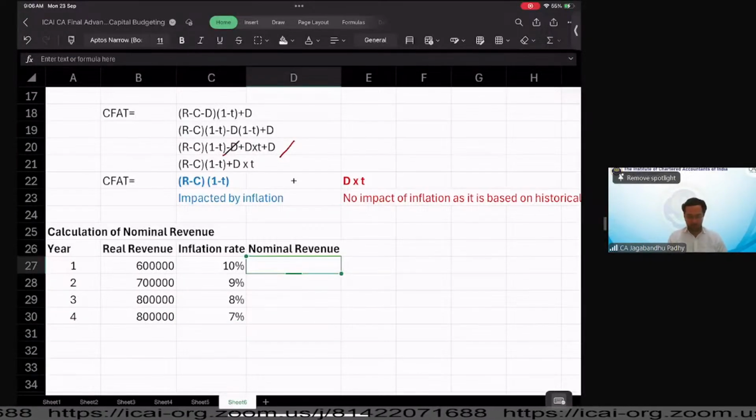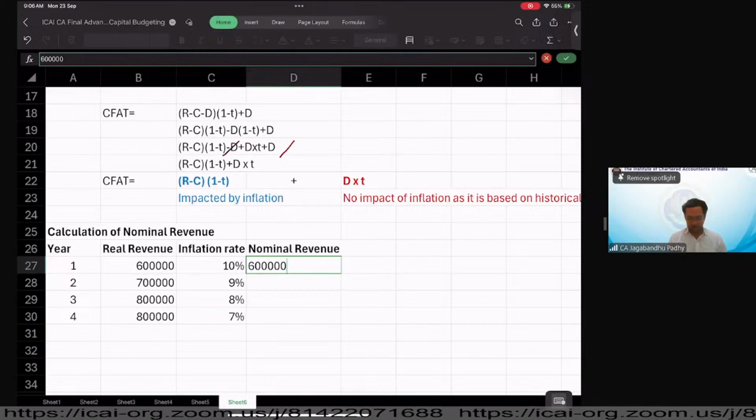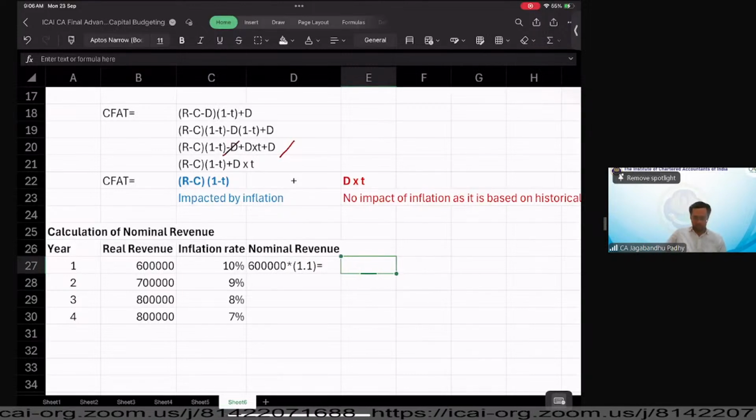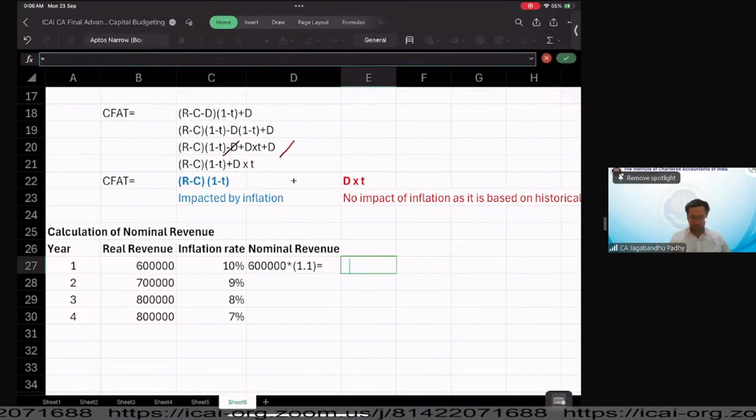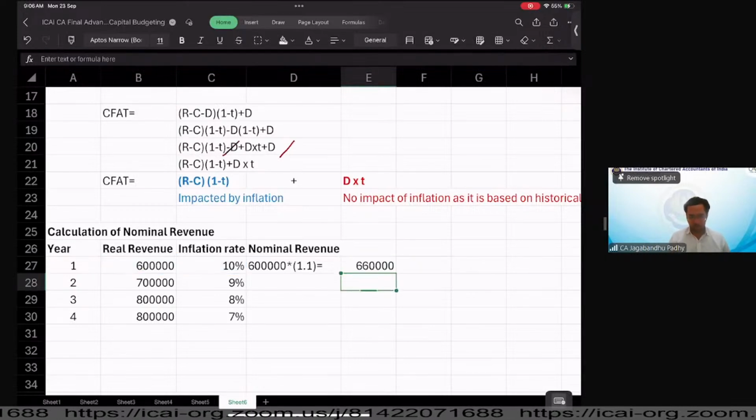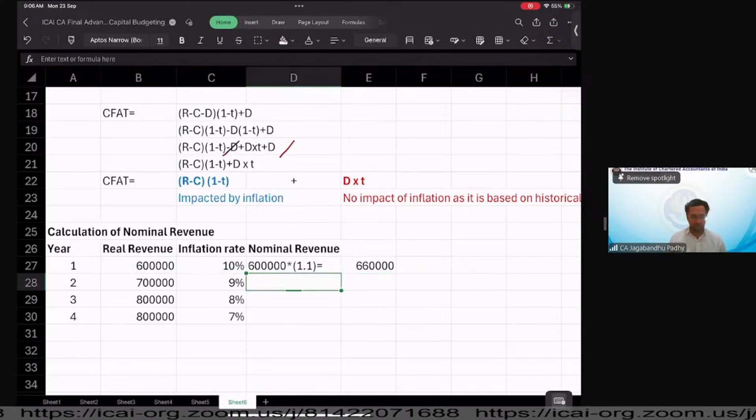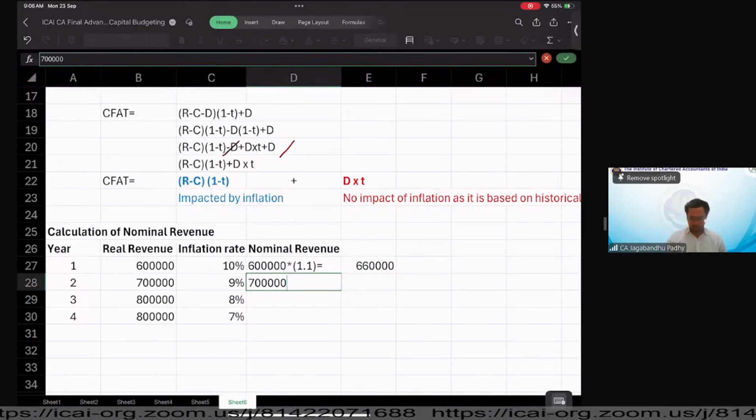So nominal revenue for the first year is going to be 6 lakh multiplied by 1.1, since this is the cash flow of the first year. 6 lakh real revenue, add to it 1 year inflation. That will be 6 lakh into 1.1, which is 6 lakh 60,000. Second year, we say 7 lakh into 1.1, of course, and again multiply it by 1.09.